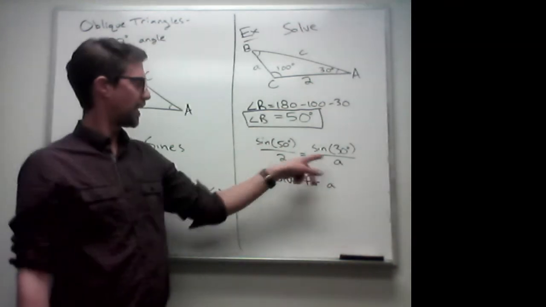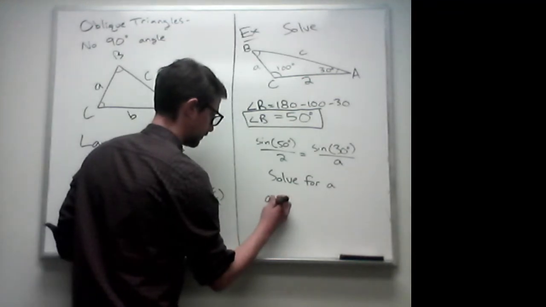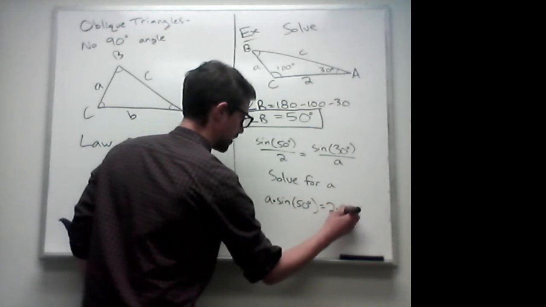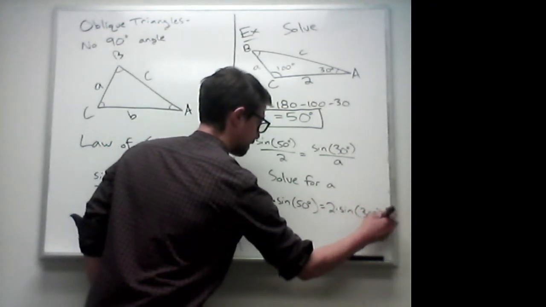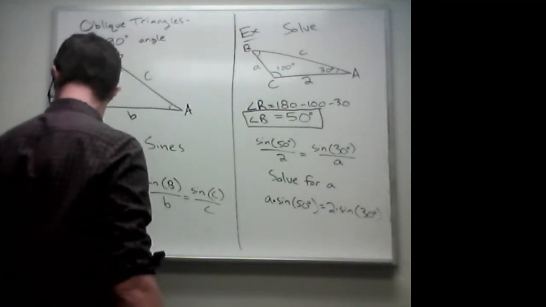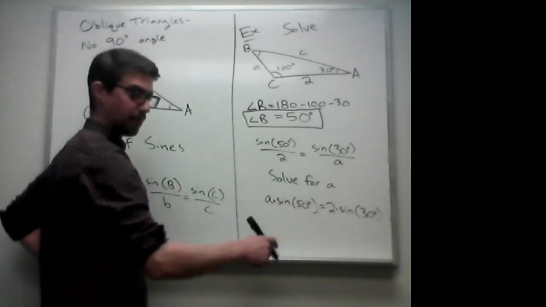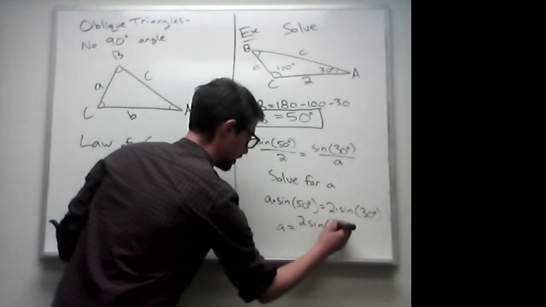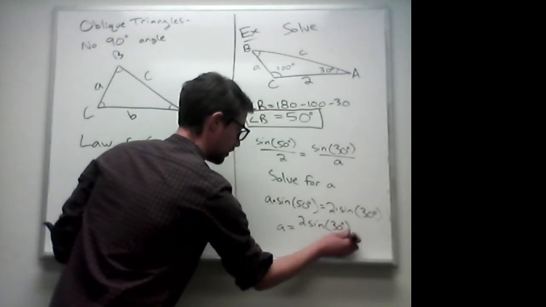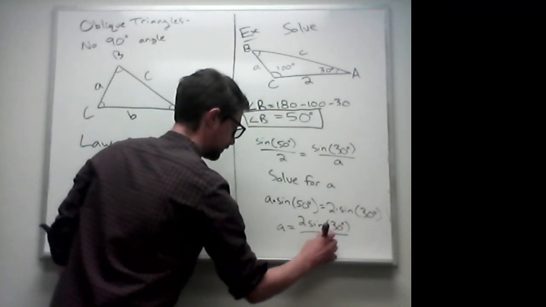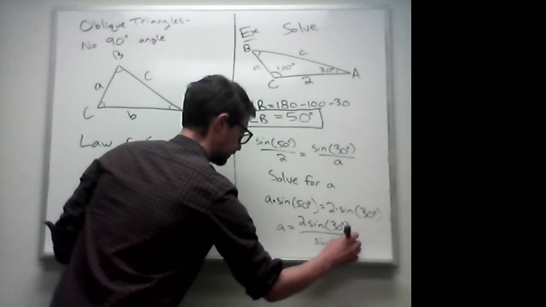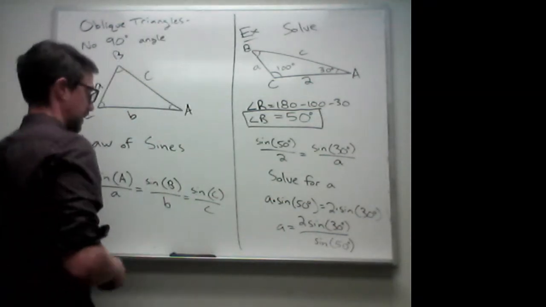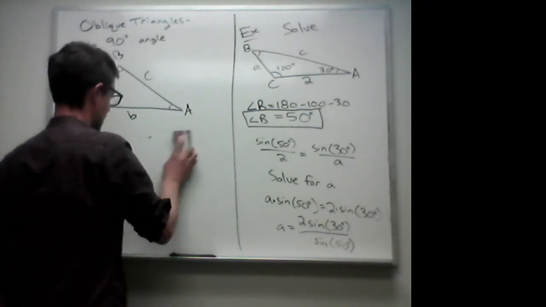Yeah, so by cross multiplying, okay, this times this, A times sine of 50 degrees equals 2 times sine of 30 degrees. And then since we need A, just divide both sides by sine of 50 degrees. So A equals 2 times sine of 30 degrees over sine of 50 degrees. That's the exact answer.